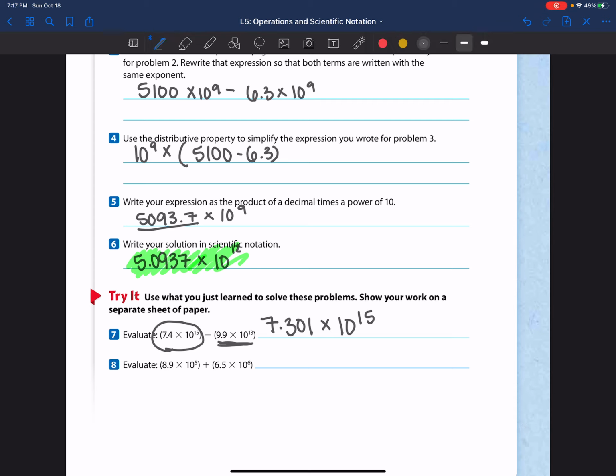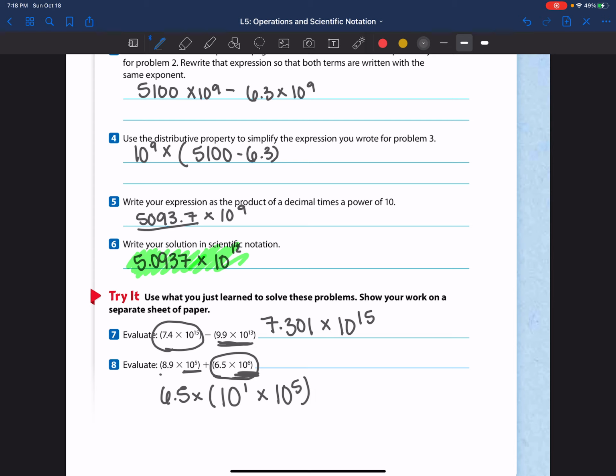All right, so let's move on to number 8. 8.9 times 10 to the 5th power plus 6.5 times 10 to the 6th power. The term that has the lower power of 10 is this one, 10 to the 5th power, so I need to change my second term this time. So we have 6.5 times, and we're breaking apart 10 to the 6th power to be 10 to the 1st times 10 to the 5th power. So we have our 10 to the 5th, which is what we needed.